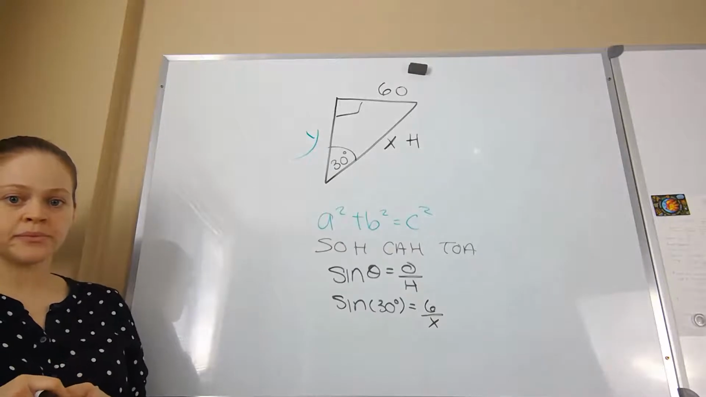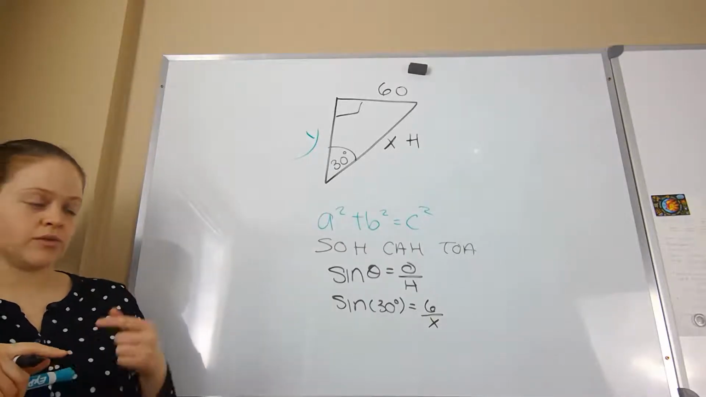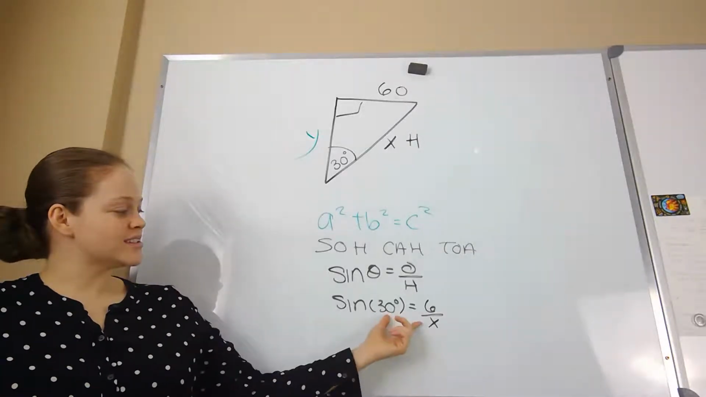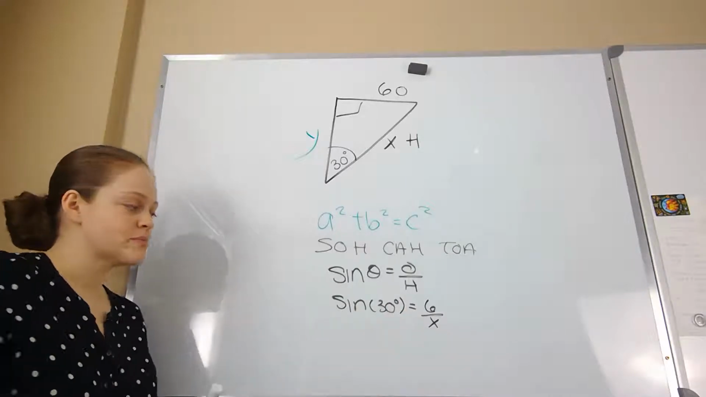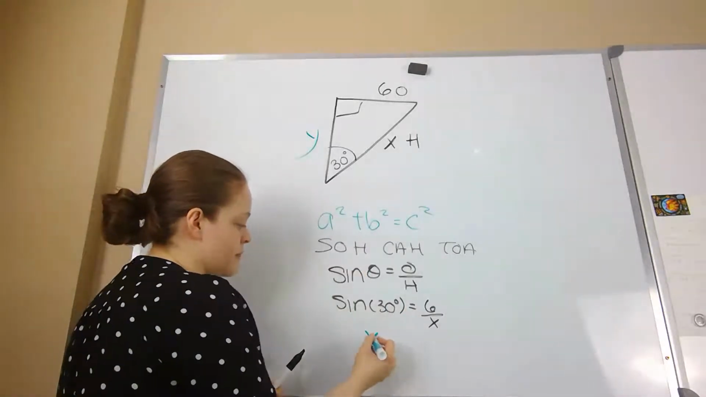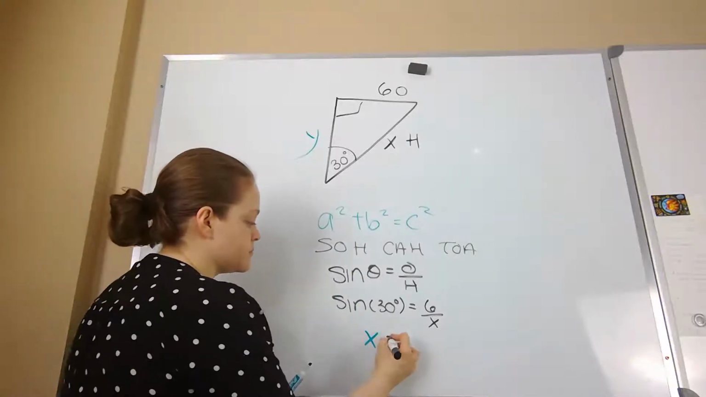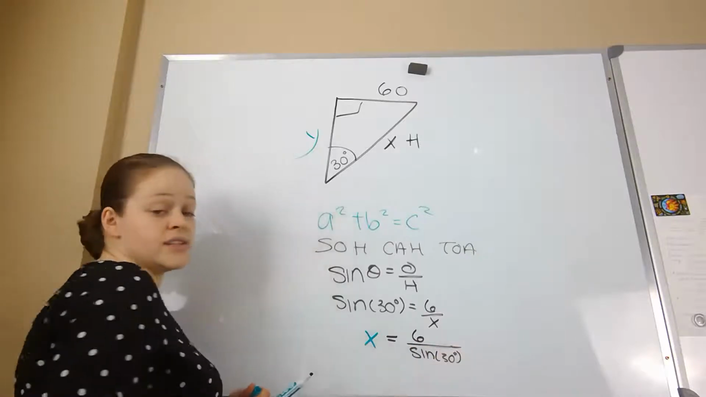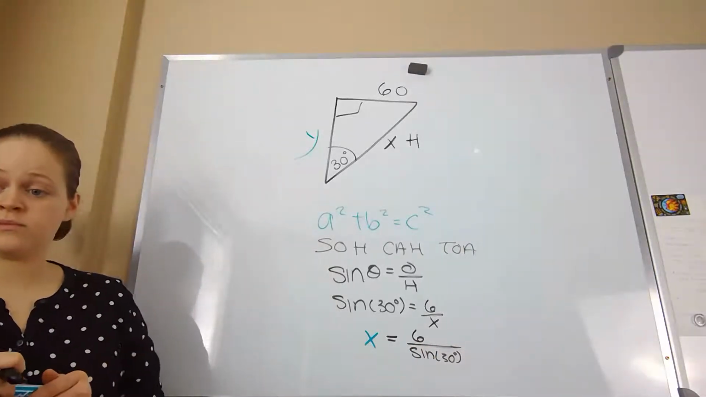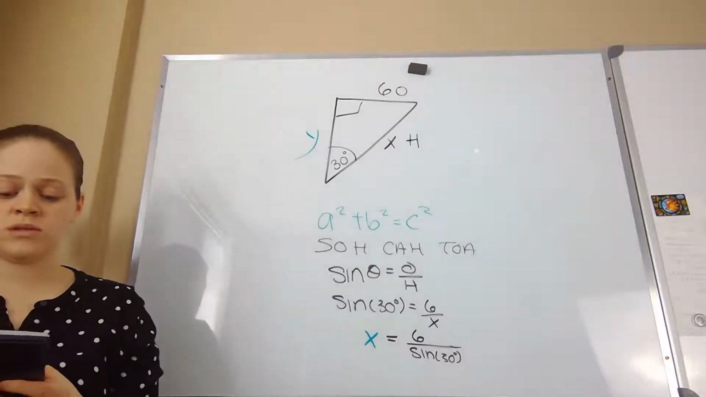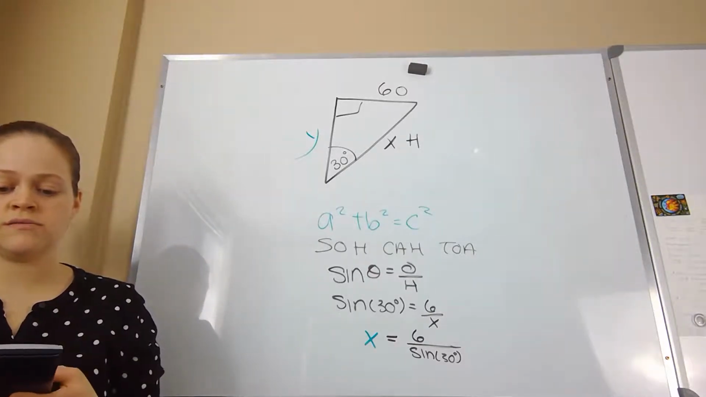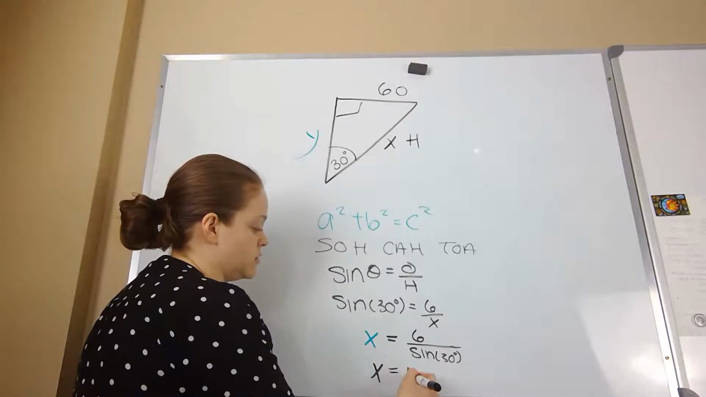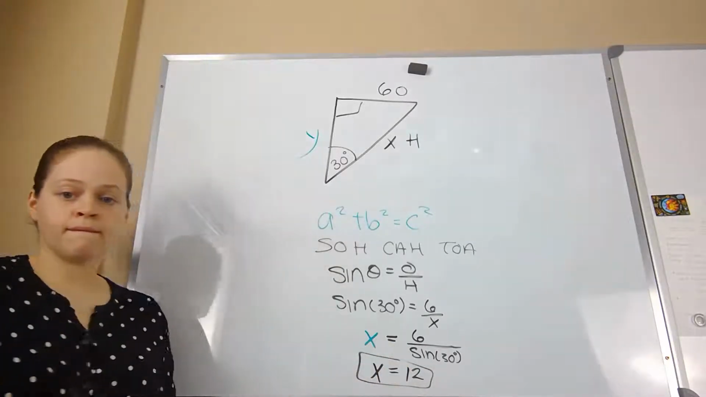Okay? And so for this one, if you remember, my grade 11 math teacher told me, you can just swap these out, right? And so we get x equals 6 over sine 30. And this you can just pop in your calculator. So 6 divided by sine 30, I get 12. So I get x equals 12.